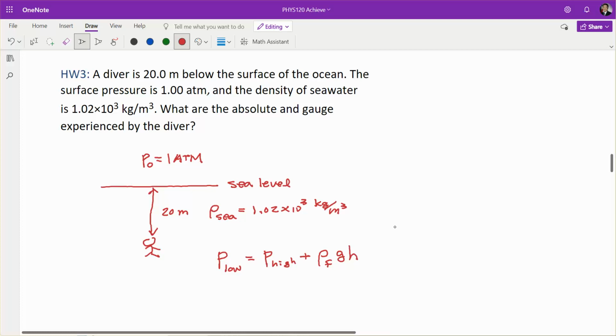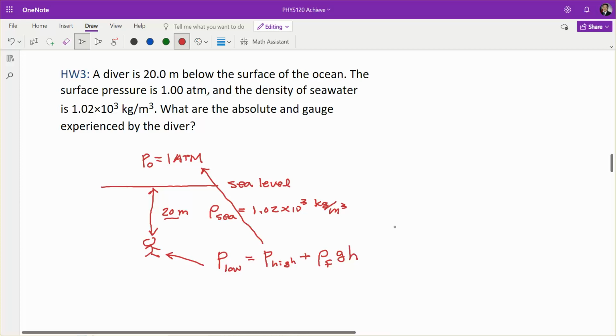So what is the lower one? The lower one is this one here, the diver's pressure it will experience. The higher one is going to be the pressure at the sea level, which is 1 atmosphere. Your depth is going to be 20 meters, and your rho is going to be the sea water density. g is 9.81, then you can find the solution.